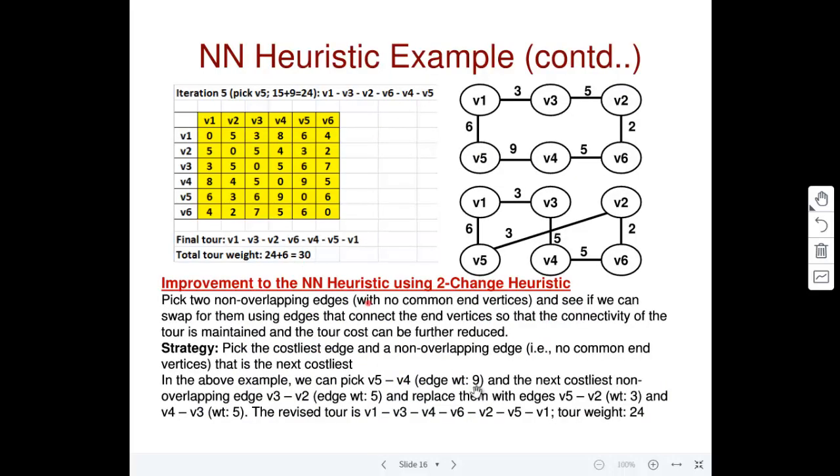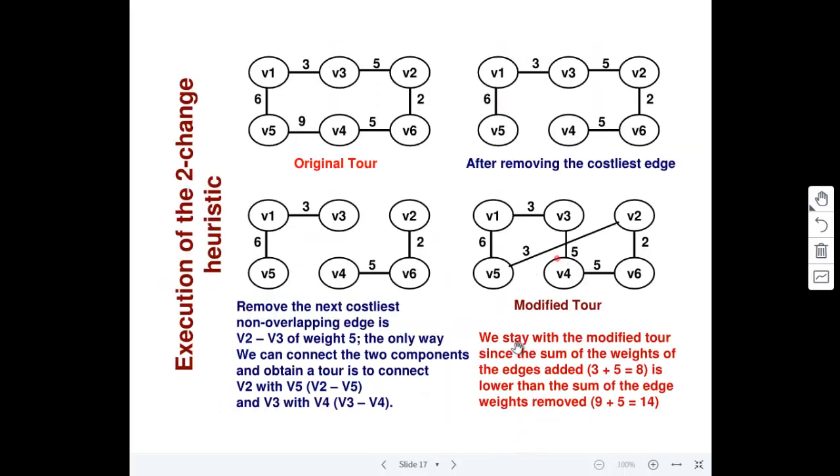From 30, we do 30 minus 14, the thing that we removed, which is then 16. 30 minus 14 is 16, plus 8 that we added. So 16 plus 8 is 24. So from 30, we are able to reduce to 24 by choosing these two edges, and the two change heuristic was effective here, was successful here basically, and reduced the tour weight.